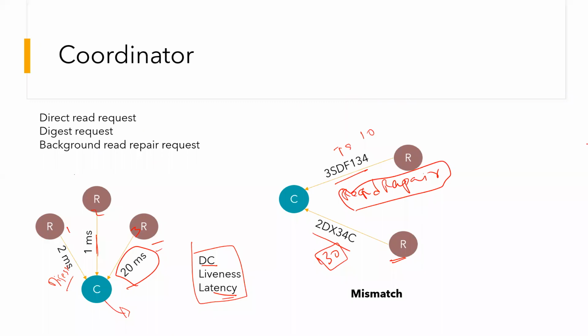That's right. There is no specific role called coordinator. The coordinator is picked by the driver. The driver is aware of its nearest cluster that is available, and it picks one of the nodes in a round robin fashion from that local cluster and sends the request. Okay.